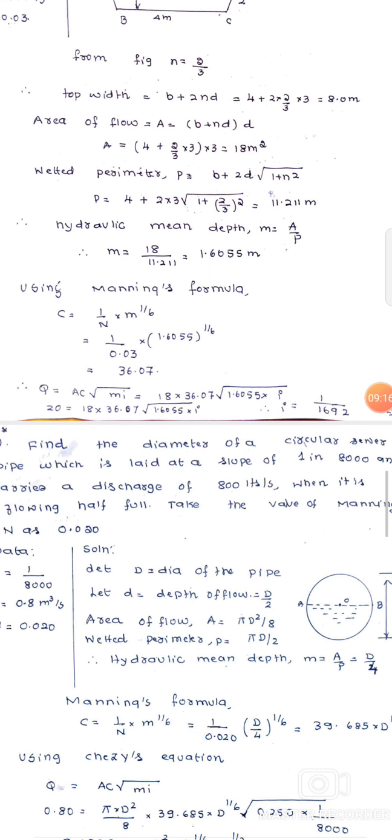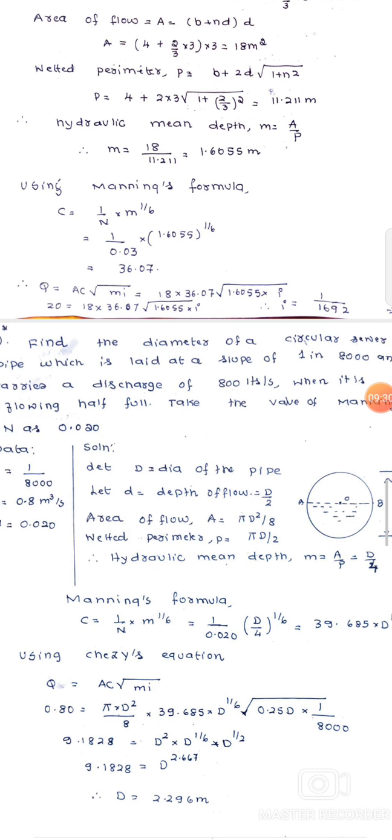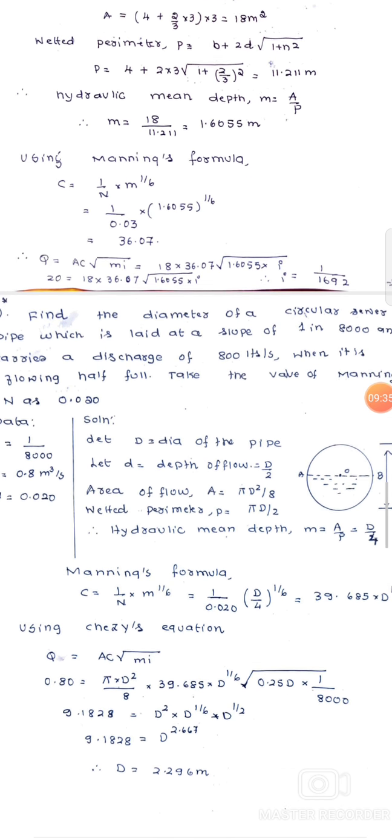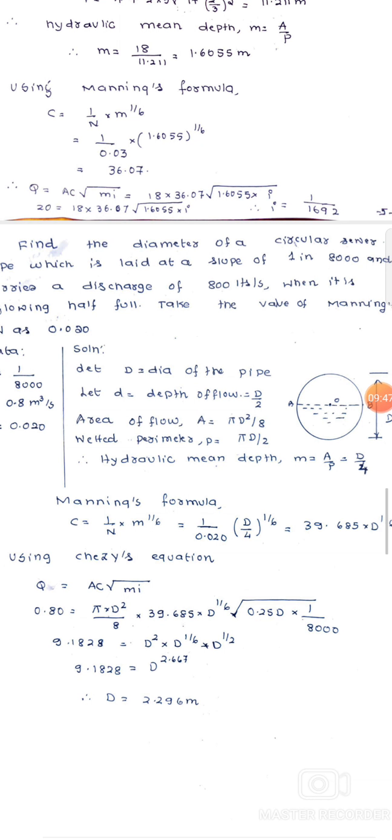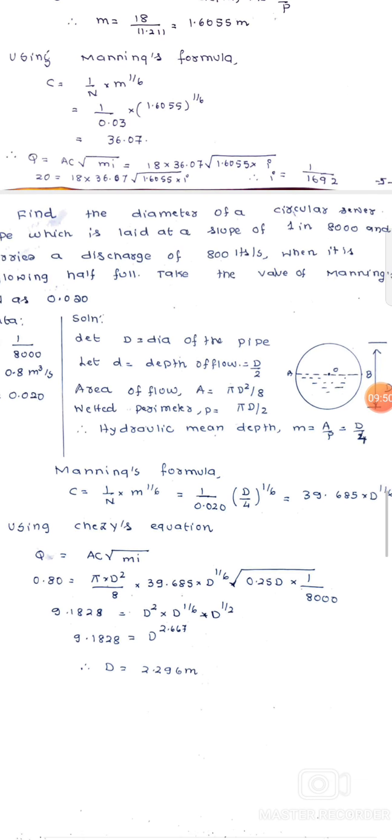Then we use the Manning's formula, that is C is equal to 1 by n, m to the power of 1 by 6. So 1 by n is 1 by 0.03 and m is calculated as 1.6055, to the power of 1 by 6. Then we'll get C is equal to 36.07. Then the discharge is given but we have to find the bed slope. So the discharge is 20, area is 18, C is calculated as 36.07 and hydraulic mean depth as 1.6055, then into I. Then you'll get the I value as 1 in 1692.